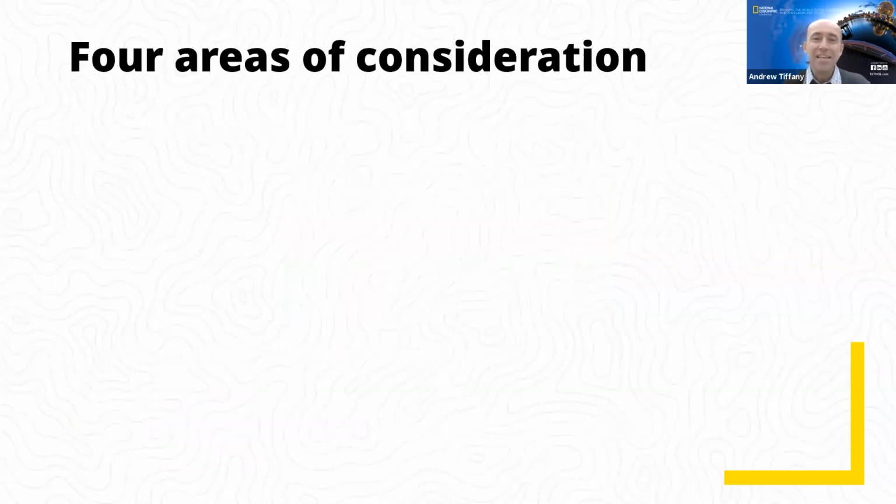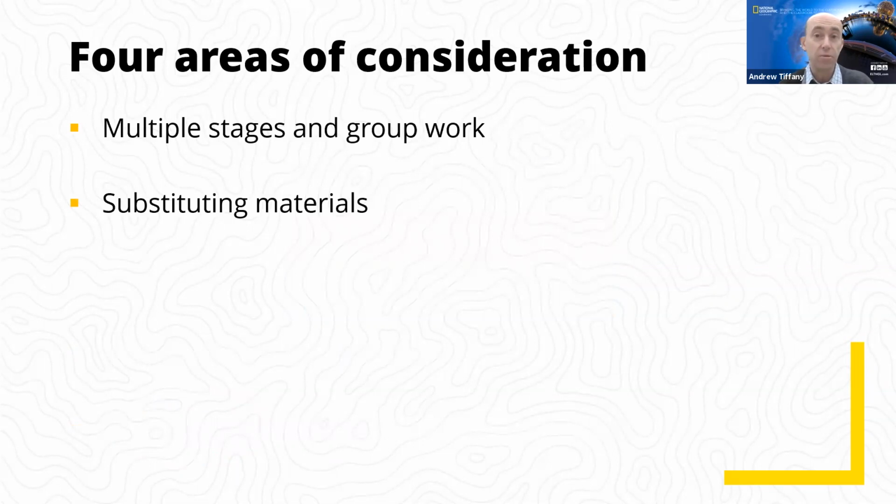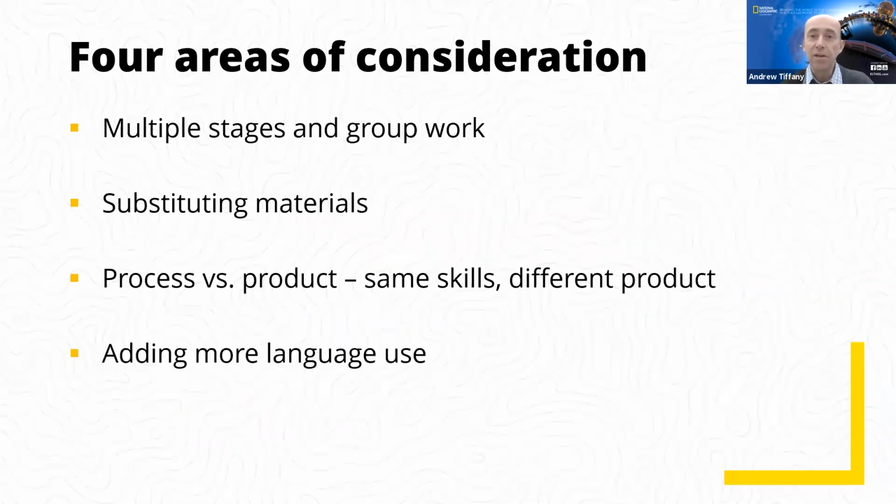Very good. Okay, so I'm going to talk about 4 areas today. This is our agenda for what we're going to look at. The first one is multiple stages and group work. How do we manage projects around those kinds of ideas? Second is substituting different materials into projects. The third one is process and product. I'll talk about what that means a little more soon. And finally, because we're in language teaching for National Geographic Learning, we're always wanting to use projects as a vehicle to help the students practice more language. It's something we need to consider as well. So these are the 4 things we're going to look at.